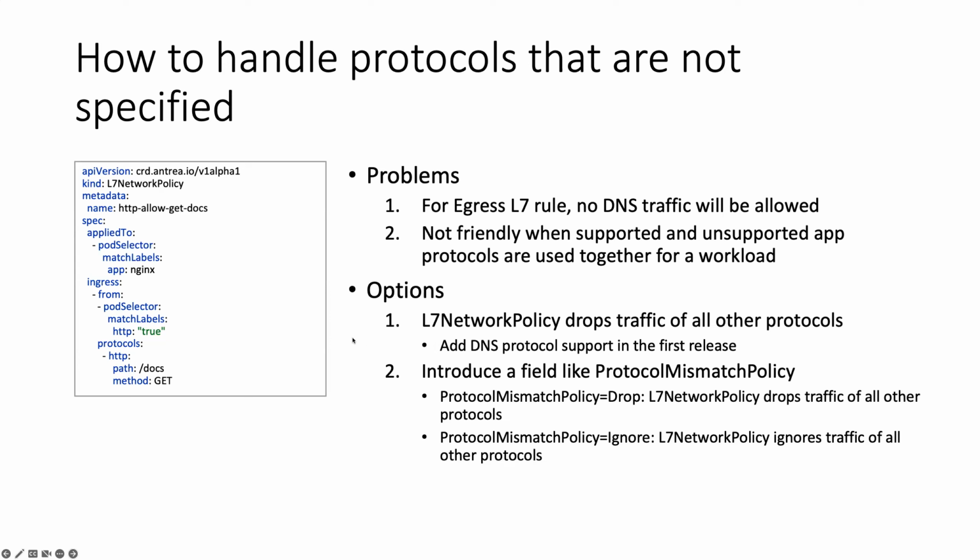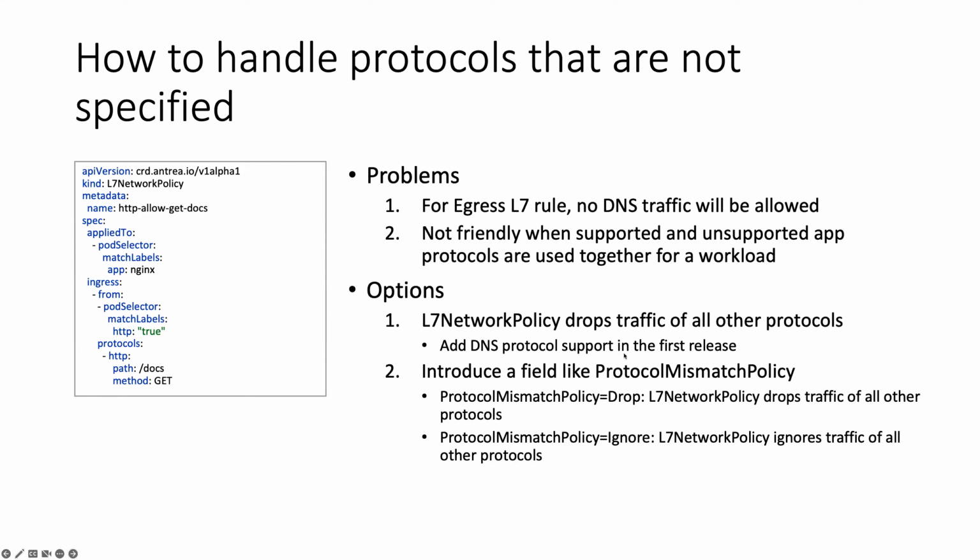I have a question for your option 1. When you say the policy will drop traffic of the protocols not specified, that should mean the supported protocols, right? I mean, for example, if we only support HTTP, that means actually we'll not drop any other protocols. Only when we support both HTTP and DNS, at that time if DNS is not specified, we drop DNS traffic. That is my understanding.